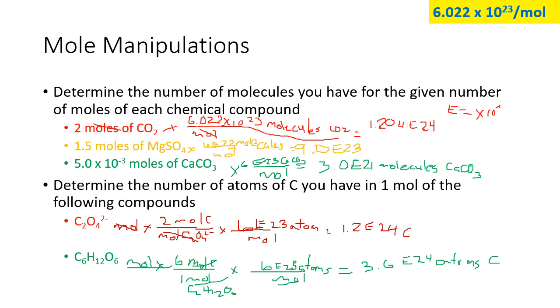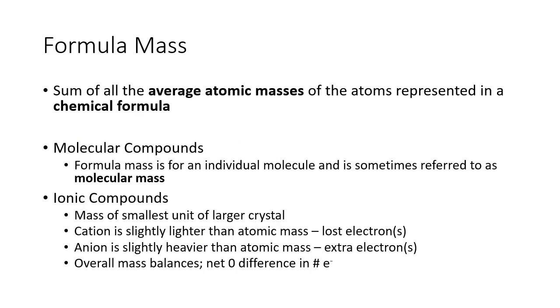So let's carry onward. What is formula mass? It is the sum of the average atomic masses of atoms represented in a chemical formula. Now, what does that mean? Well, for molecular compounds, formula mass is for an individual molecule. Sometimes it's referred to as molecular mass. But for ionic compounds, it's the mass of the smallest unit of a larger crystal.